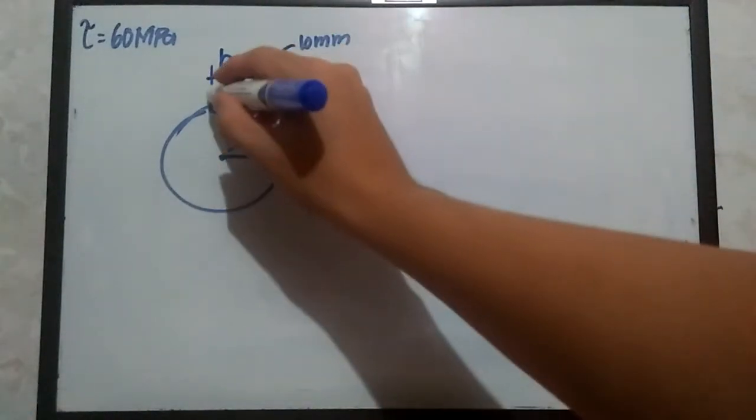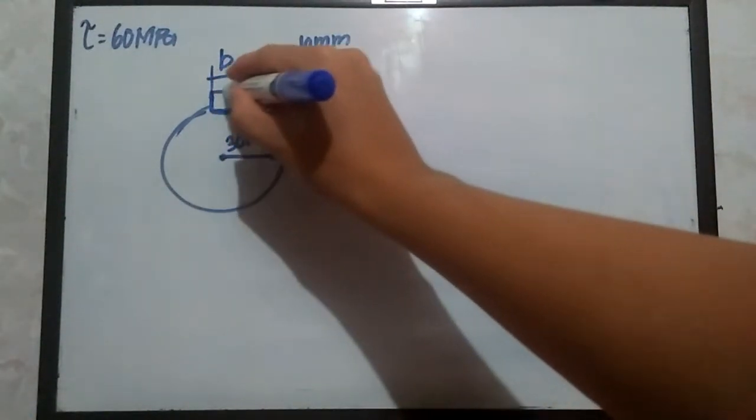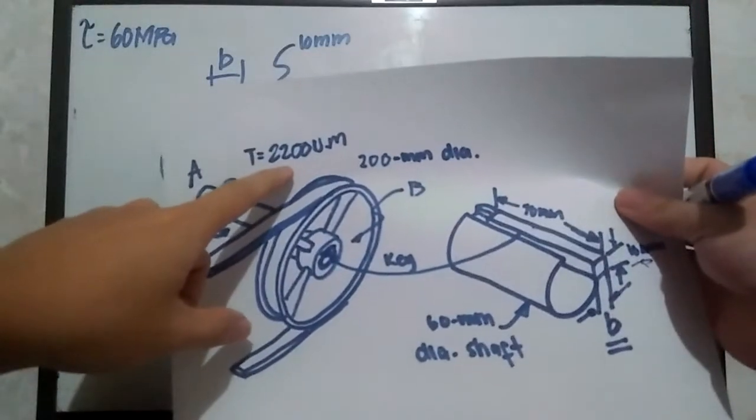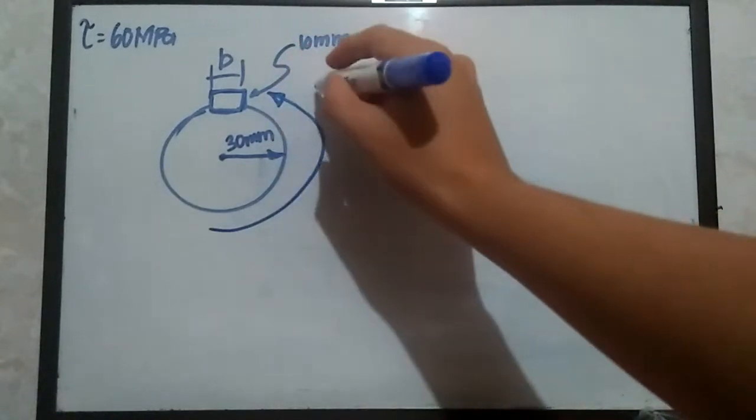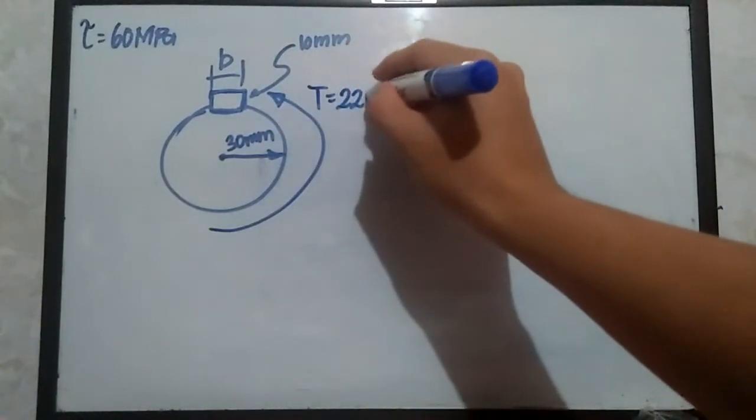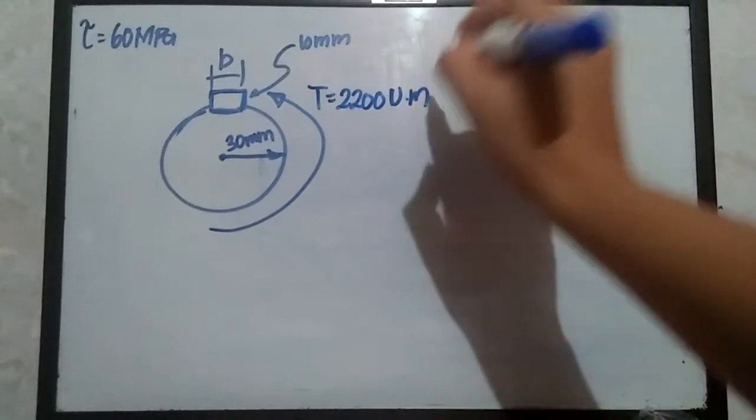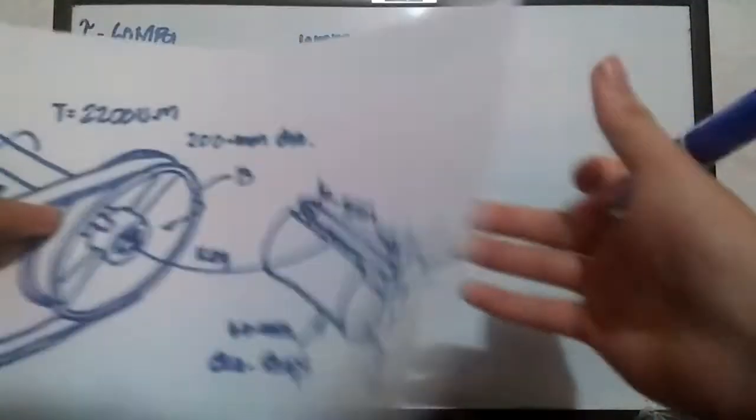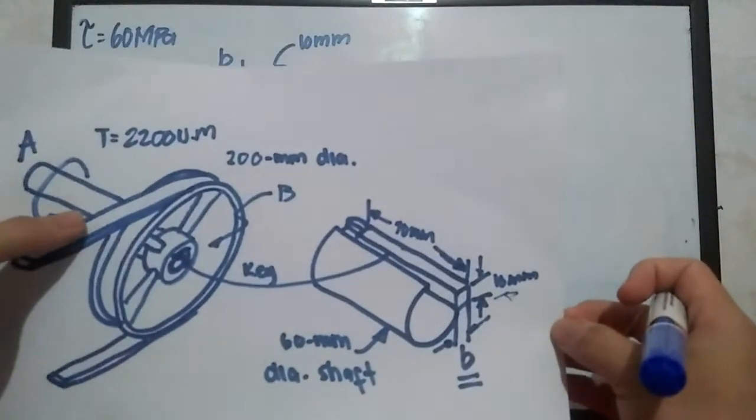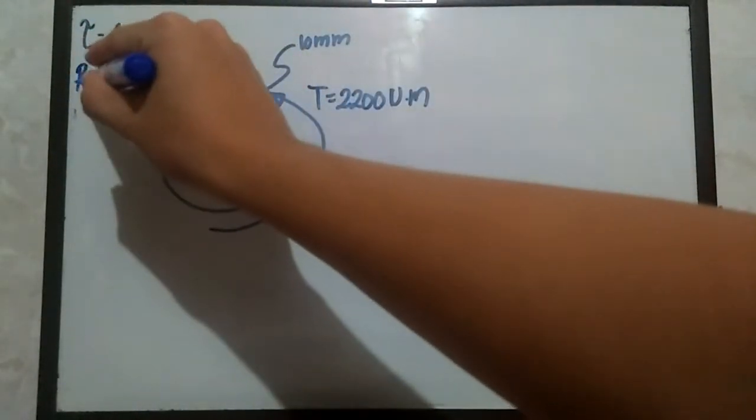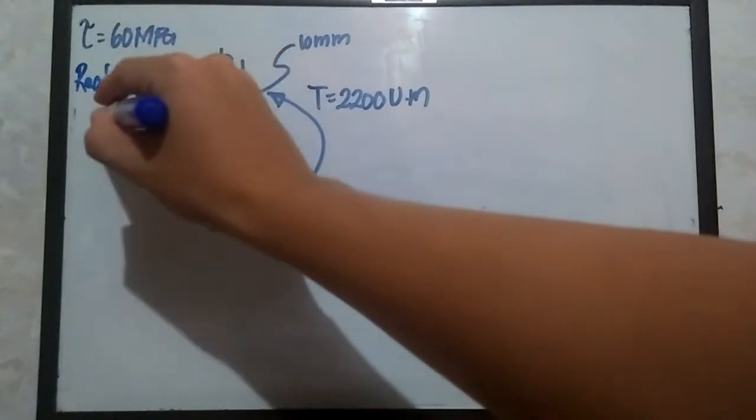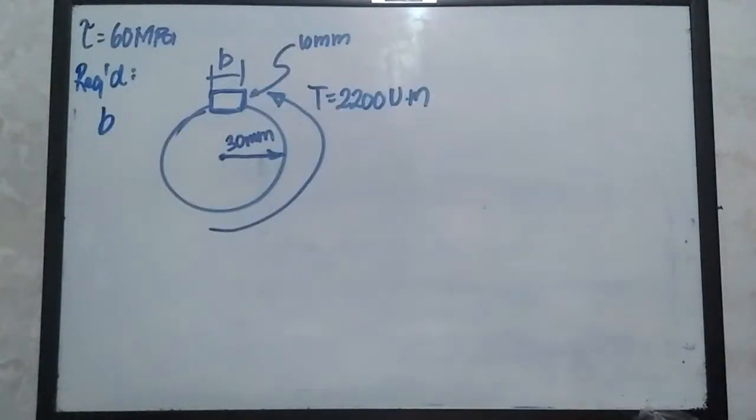Let's try to emphasize everything. We have an applied torque equivalent to 2200 Newton meter, it goes like that. Torque is equal to 2200 Newton meter. And what else? I guess that's it. And the problem wants us to solve for the required value. The required is B. So how are we going to solve this one?